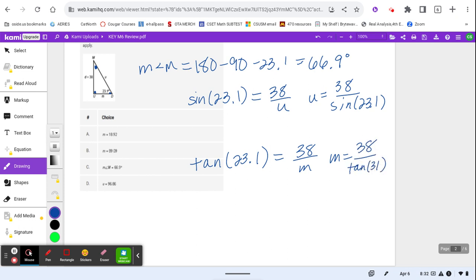And so I'm pulling up Desmos.com. If you don't have one of the calculators at home with you and you're doing this from home, Desmos.com is a way to be able to get access to these functions from home just on your Chromebook. So 36 divided by the sine of 23.1 on my calculator.